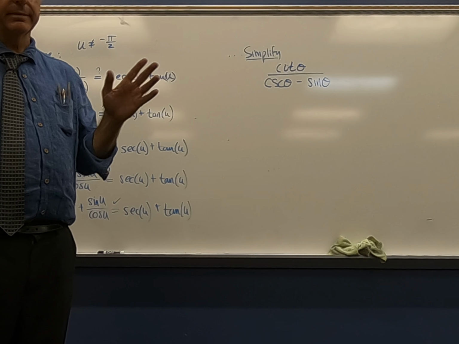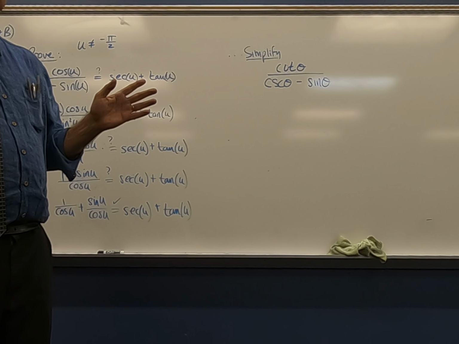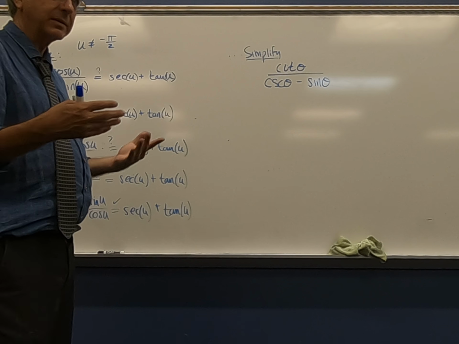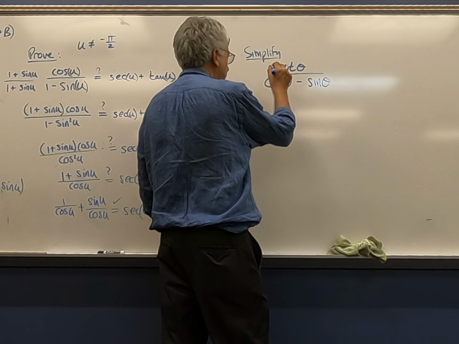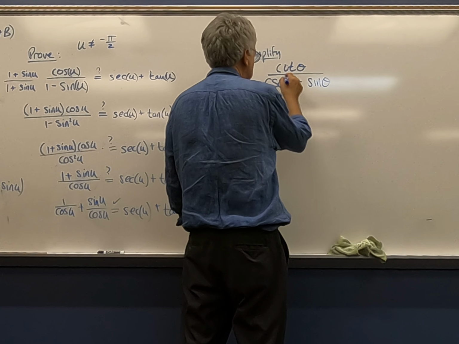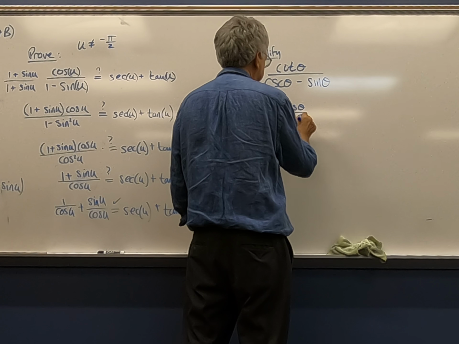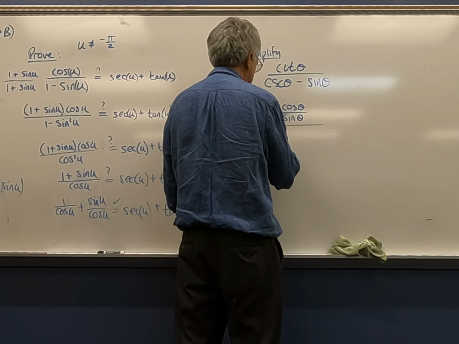I prefer cosine and sine. Well, secant and tangent also work. You'll get used to it. It's another sort of work, but yeah, it works just as well. So cotangent is cosine over sine, and cosecant is 1 over sine.